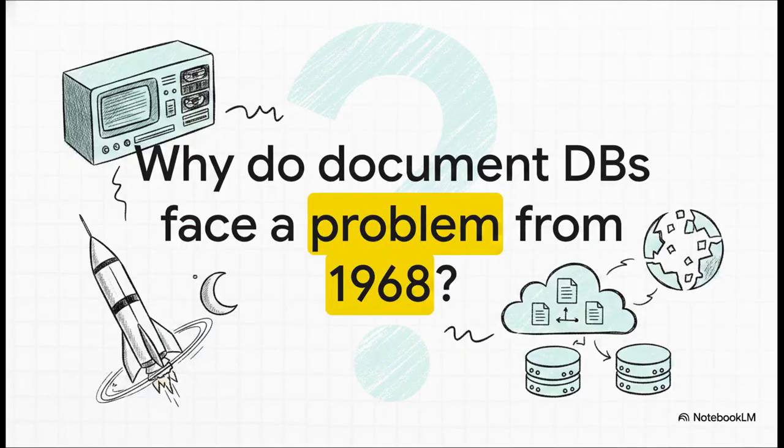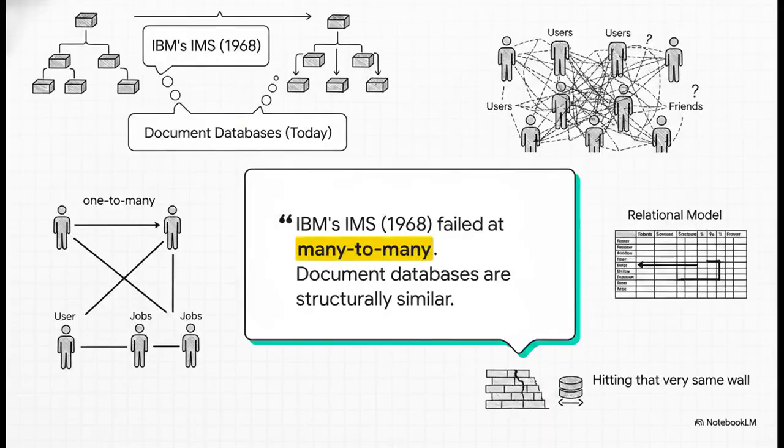So, if this flexibility is so awesome, why are modern document databases running headfirst into a wall? A wall that IBM discovered way back in 1968, while they were working on the Apollo space program, of all things. Well, because history, as they say, has a funny way of repeating itself.